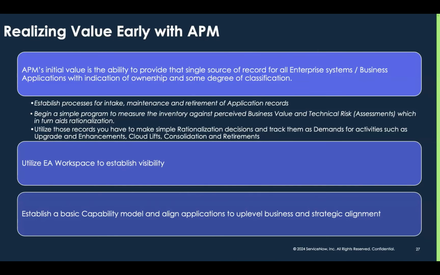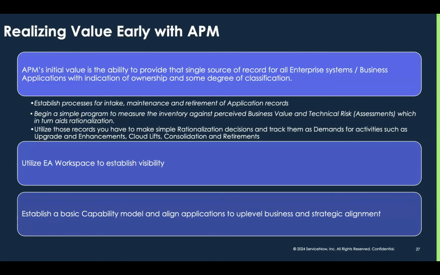But what we propose today is it starts with establishing that source of record for your enterprise system, your business applications. You need some degree of classification. What does it do? Well, it's a BI tool. It's an HR tool. It's general ledger, something like that. That's categorization. And then you need ownership. You need somebody you can reach out to and say, hey, tell me more about this. Hey, you've got a problem. All of those things.